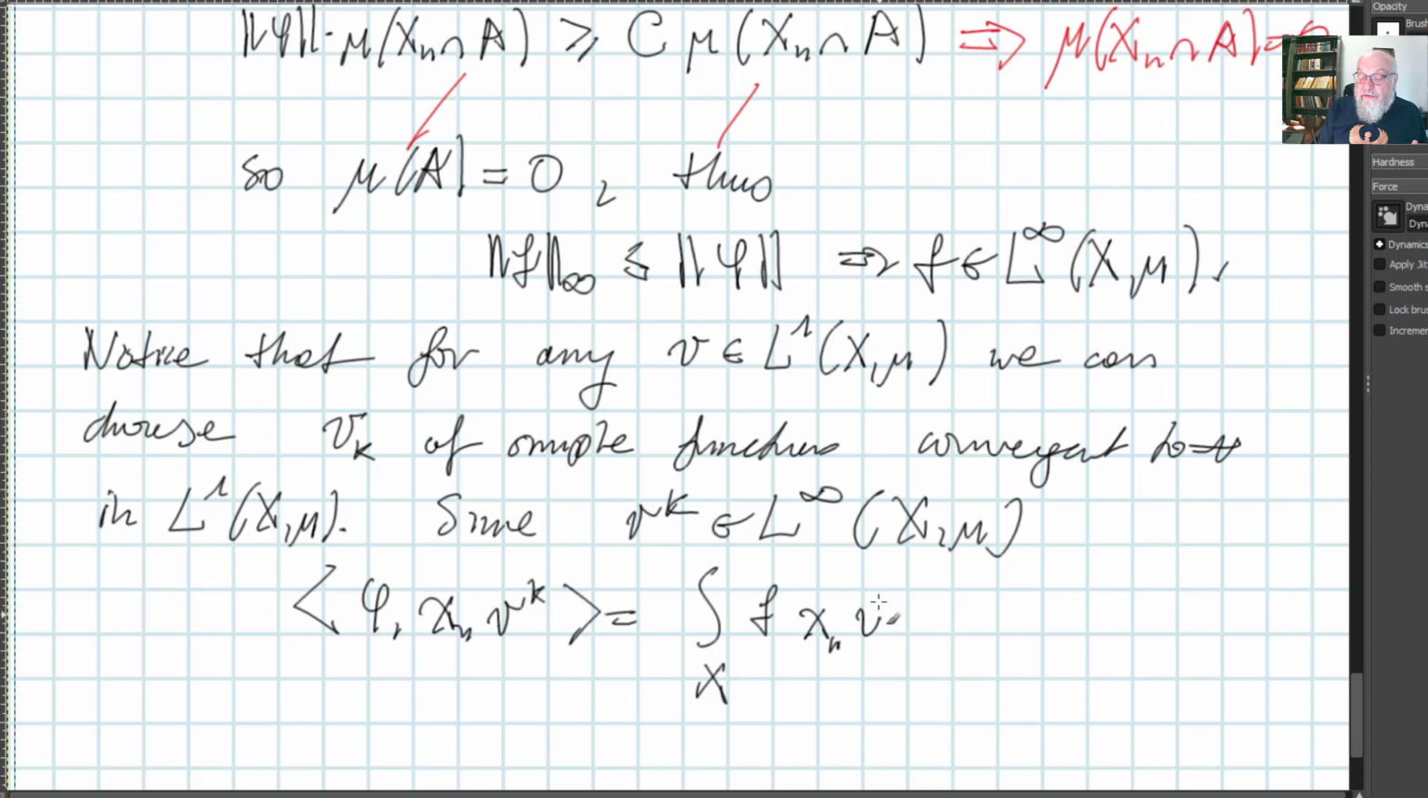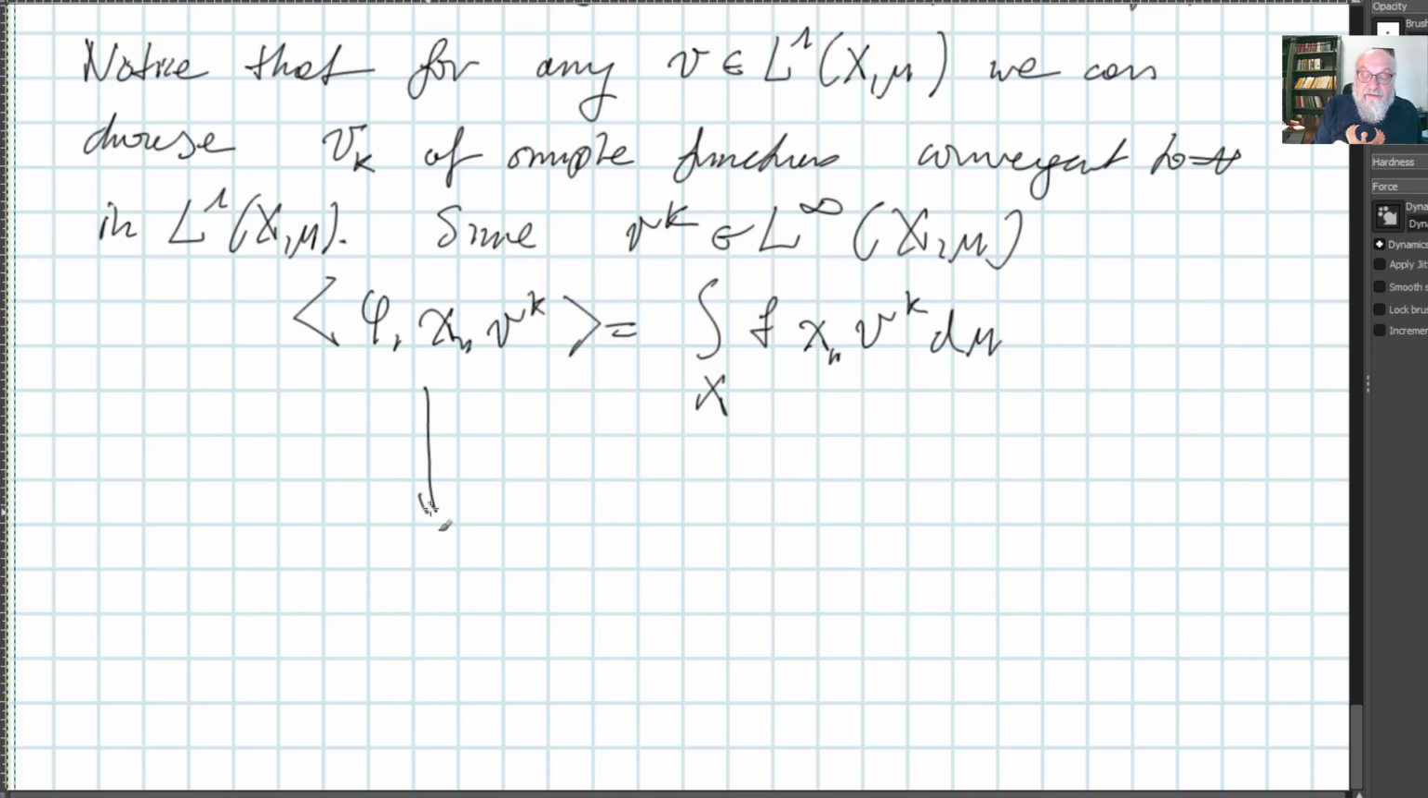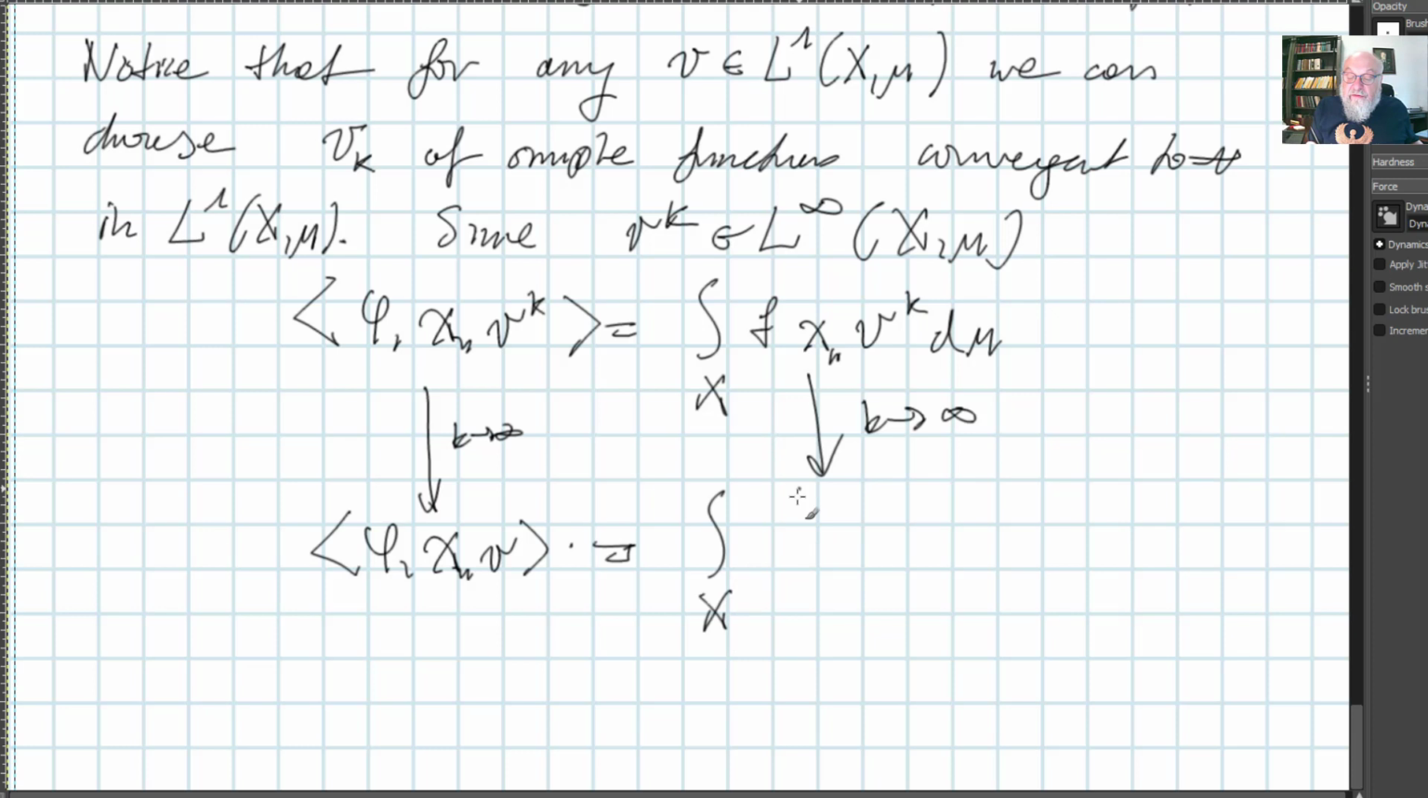And now, by the continuity of the functional phi, as k goes to infinity, we will get phi of psi_n v. And on the other hand, we will get that this one, as k goes to infinity, by the continuity of the measure, f now we know is in L infinity. So here we definitely have continuity of this integral. So we get the integral over X of f psi_n v d mu. So we got it, call this three stars.